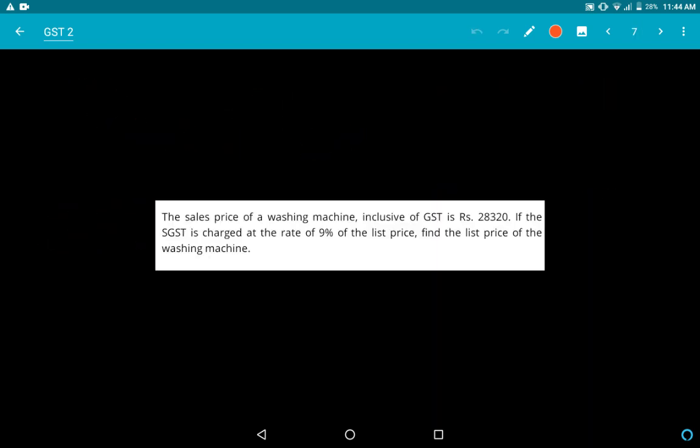Okay, this is a thinking question. The sales price of a washing machine inclusive of GST is this. If SGST charges 9% on the list price, then find the list price of the washing machine. Now think of this as like this.